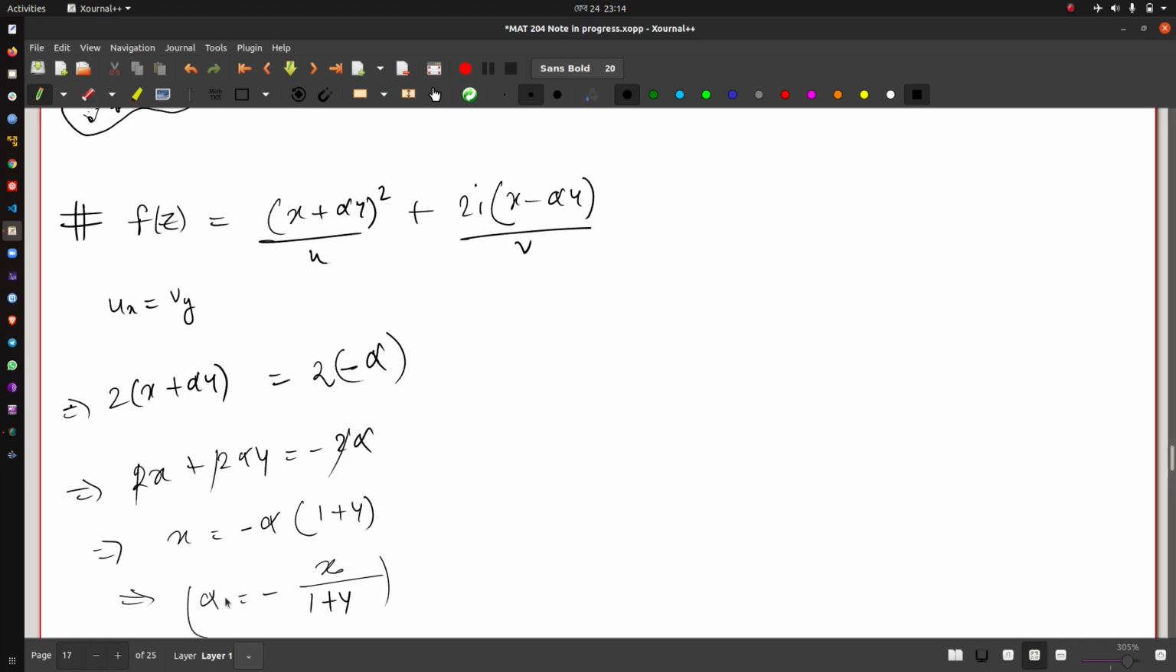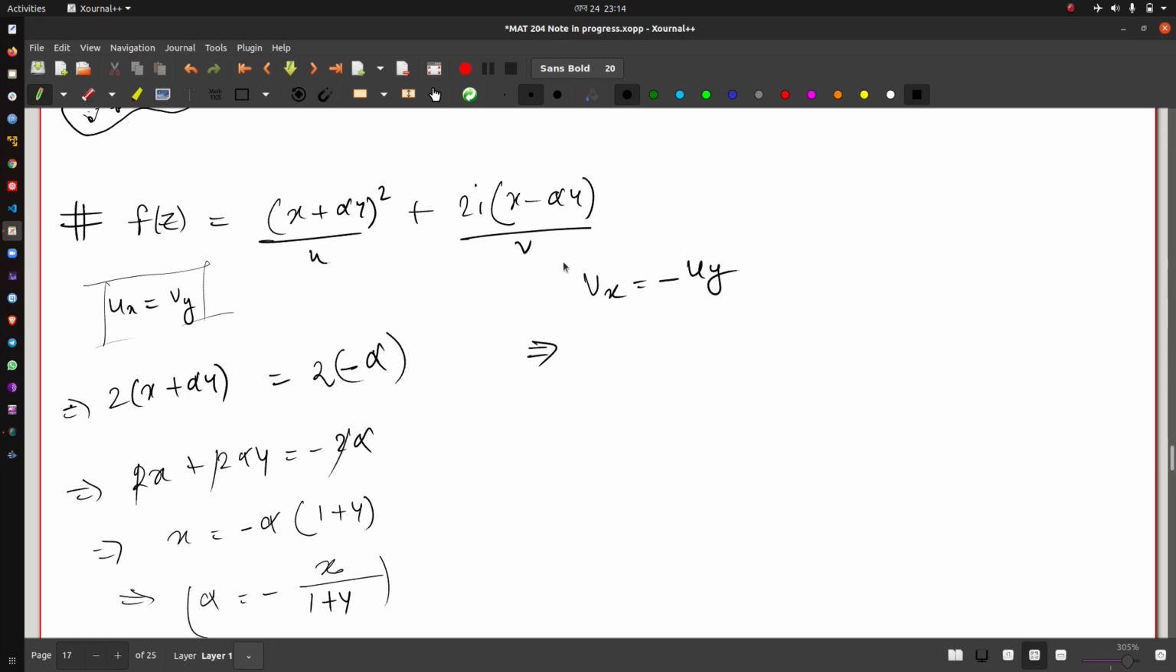Let's see the other Cauchy-Riemann conditions, because there were two conditions and both of them have to be met simultaneously. That means ux should be equals to vy, but at the same time uy should be equals to minus vx. Okay, so vx is equals to minus uy. This was the second condition.